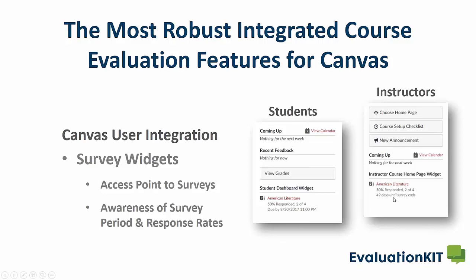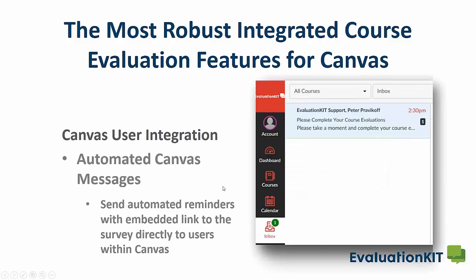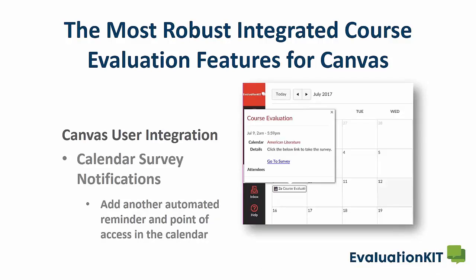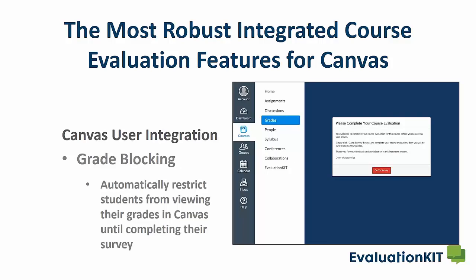This would also be possible for instructors, where the course homepage widget would present to the instructor the timing of the survey as well as presenting real-time response rates. Canvas messages offer yet another opportunity to seamlessly link students to their surveys in EvaluationKIT, as do automated calendar notifications, which will appear when surveys begin and provide direct access to course evaluations from the student's own calendar.